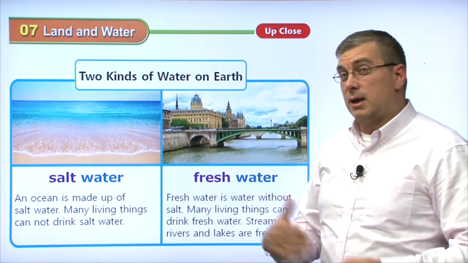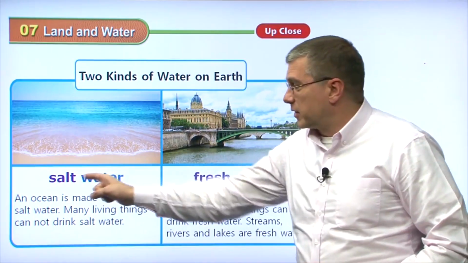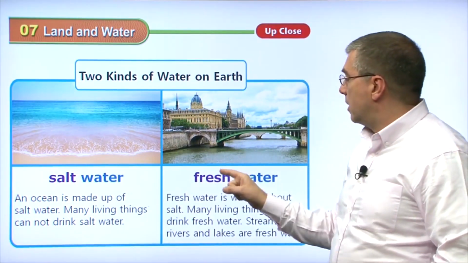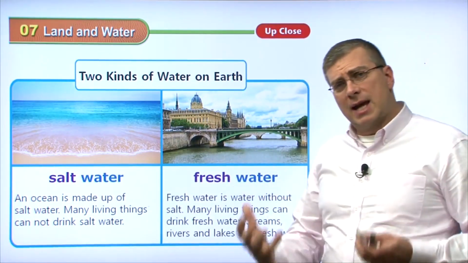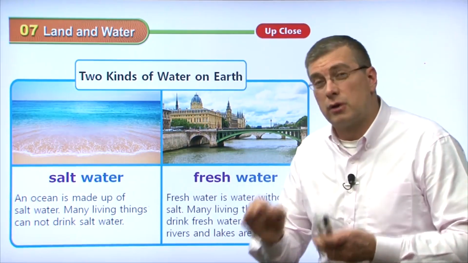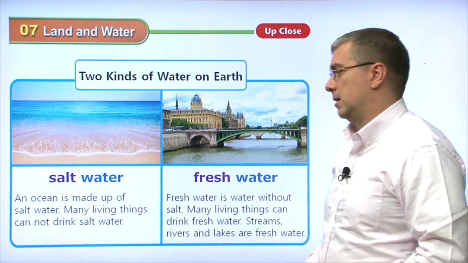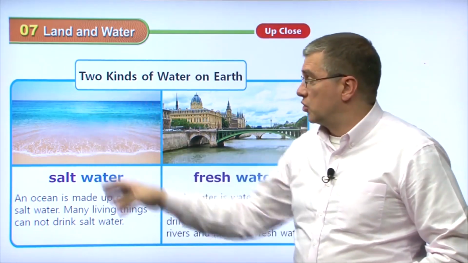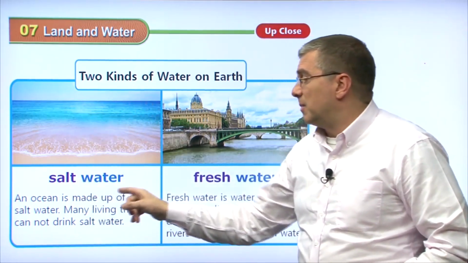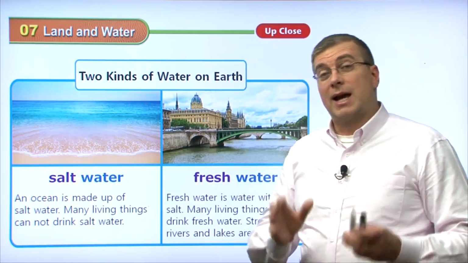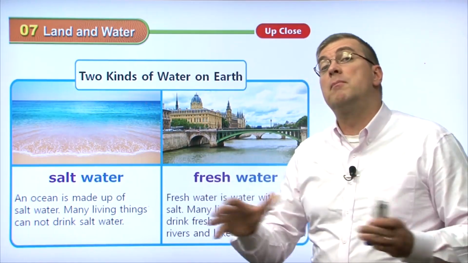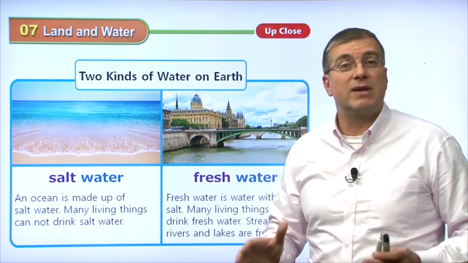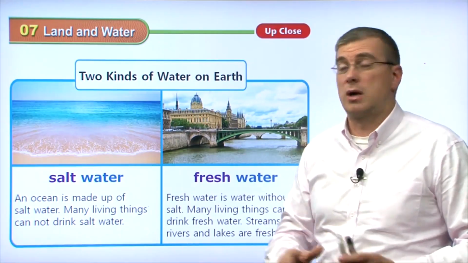And we talked about that a little bit already, right? We've talked about salt water, and we've talked about fresh water. Let's take a closer look at each in more detail. When we talk about salt water, we're talking, of course, about an ocean. An ocean is made up of salt water. So like I said before, oceans cover most of the earth. Most of the earth is covered in salt water.